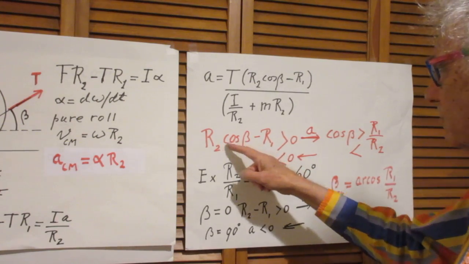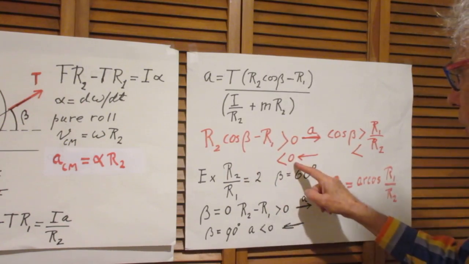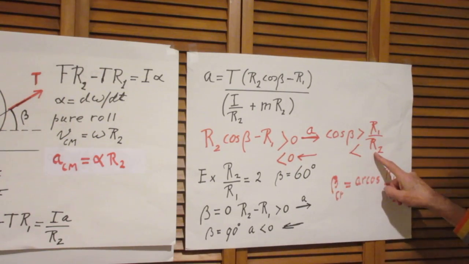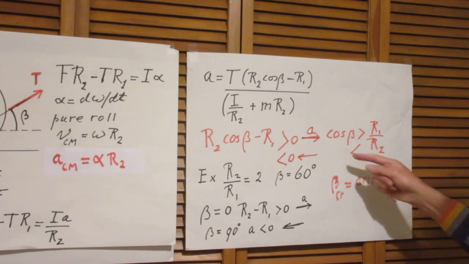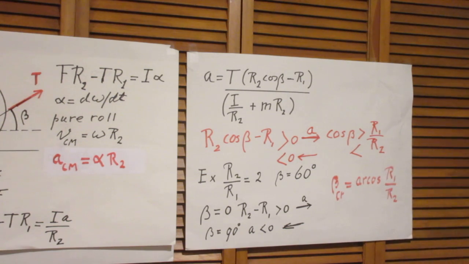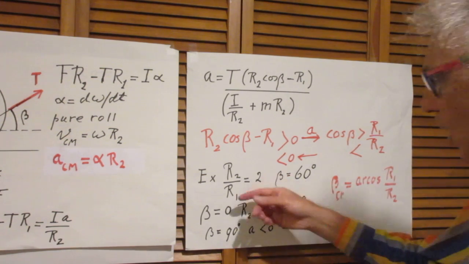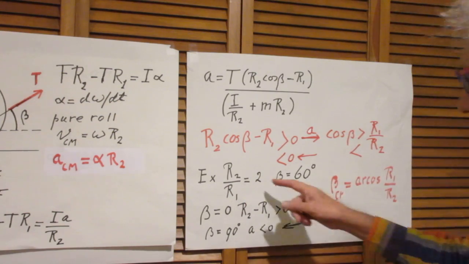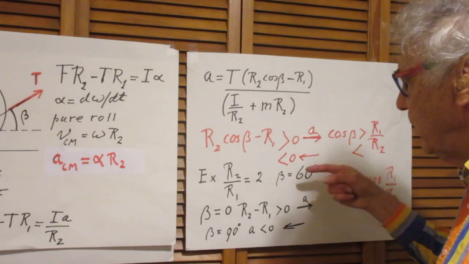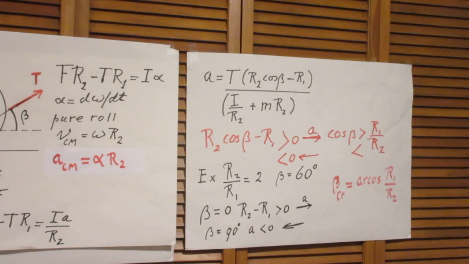If R2 cosine beta minus R1 is smaller than 0, then the cosine of beta is less than R1 over R2, and then the acceleration will be in this direction, so the yo-yo will roll in the opposite direction that I pull. Let's take an example. We take R2 over R1 is 2, then the critical angle beta is 60 degrees. So if the angle beta is lower than 60 degrees, it will roll in the direction that I pull. If the angle of beta is larger than 60 degrees, it will go in the opposite direction.